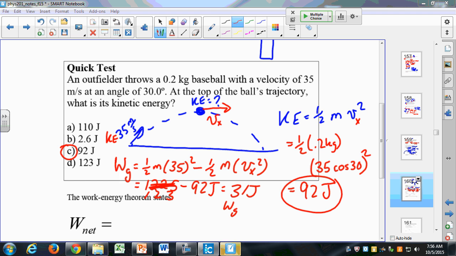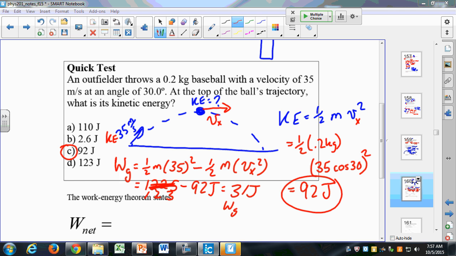The amount of energy changes at the bottom part. It has a value equal to 123. That's just 1/2 times the mass times this velocity squared. The amount of energy that it has up here is smaller because it's now going a slower speed. It has 92 joules up at the top. And the work then that's done by gravity is just the difference in those two values.